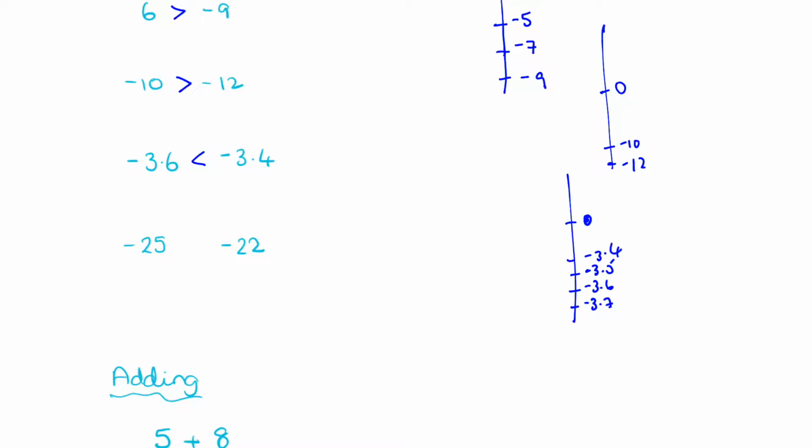And then the last one of these, negative 25 and negative 22. Well, let's do this without the number line. So we know that negative 25 is further down from 0 than negative 22, so it's less than.